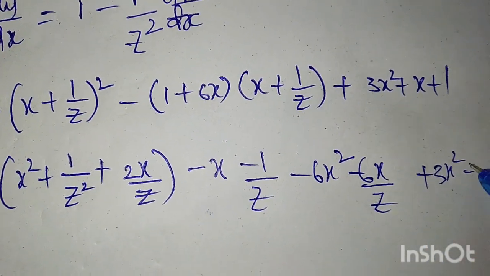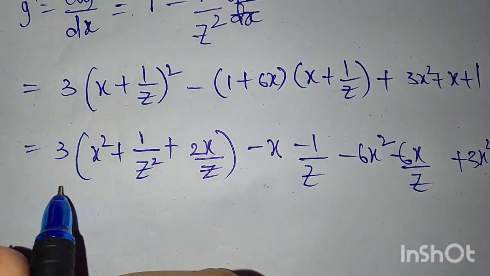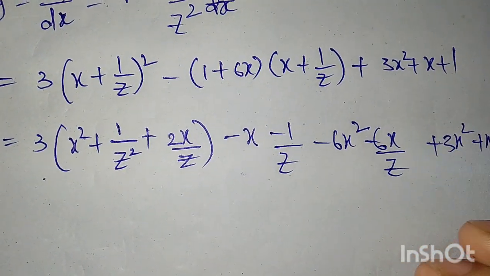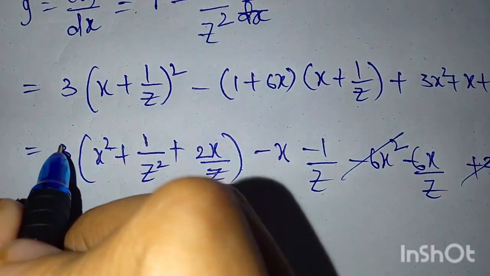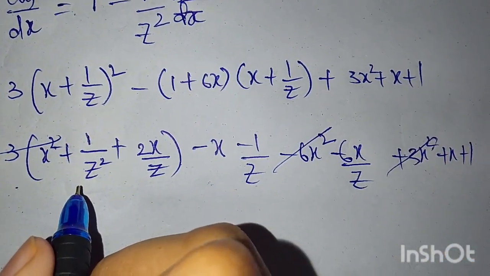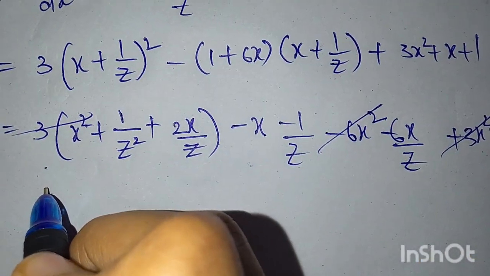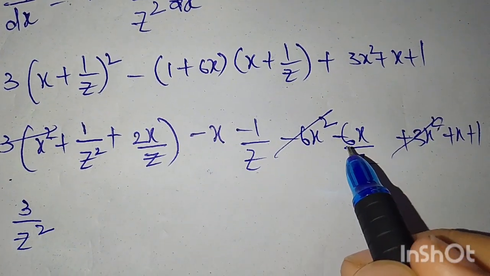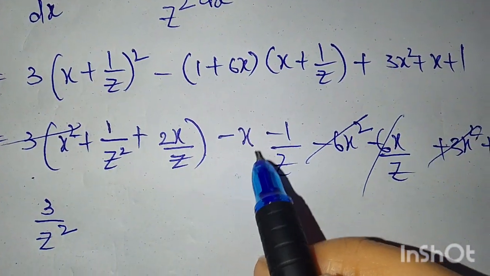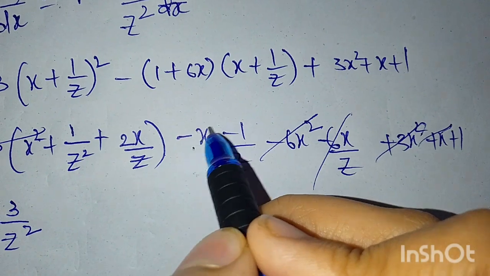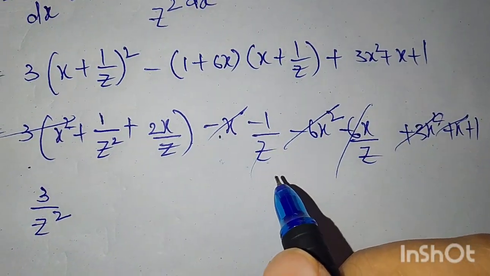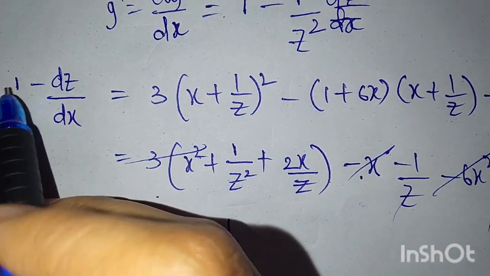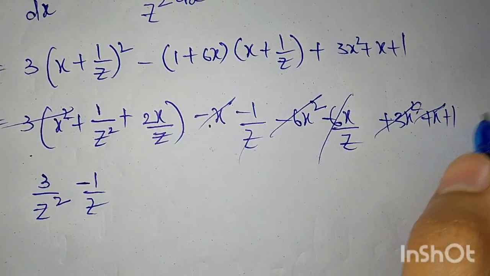So 3x square, 6x square minus 6x square gone, and then 3 by z square. Okay, 3 by z square will be there. 3 by z square, 6x by z minus 6x by z cancel. Next minus x plus x cancel, and we'll be left with minus 1 by z, and this side plus 1, this side minus 1, so cancel that also. So we'll be left with minus dz by dx is equal to this.